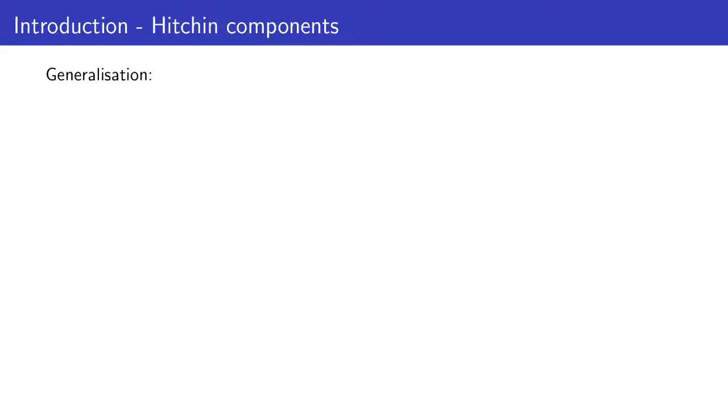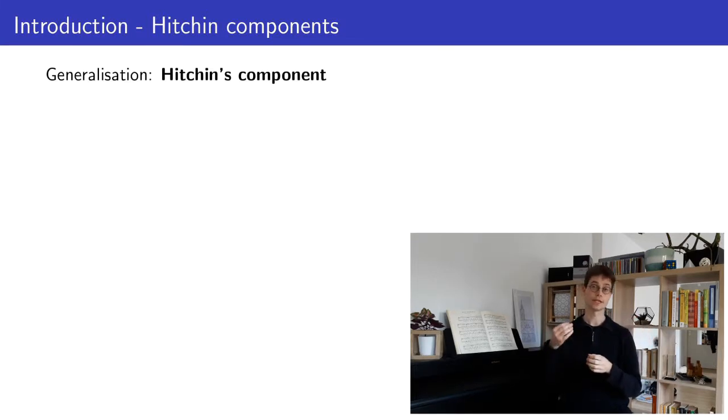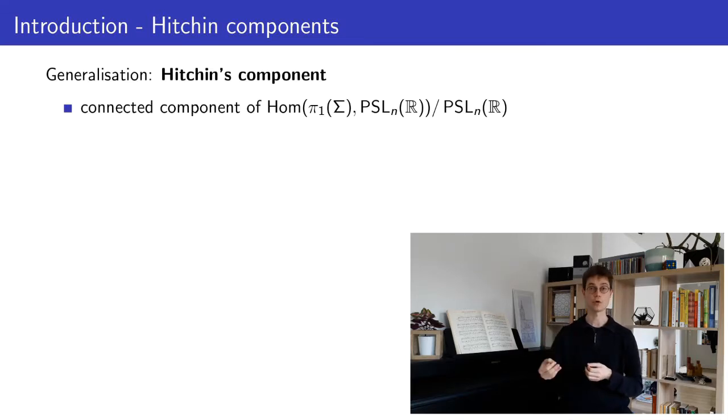Teichmüller space admits a natural generalization, which is called the Hitchin component. In fact, in the various viewpoints we have just seen of the Teichmüller space, it is the last viewpoint which will be generalized. So the Hitchin component is a connected component of the character variety where you replace the PSL2 of R by PSLN of R, or more generally by some split real form of a complex semi-simple group.